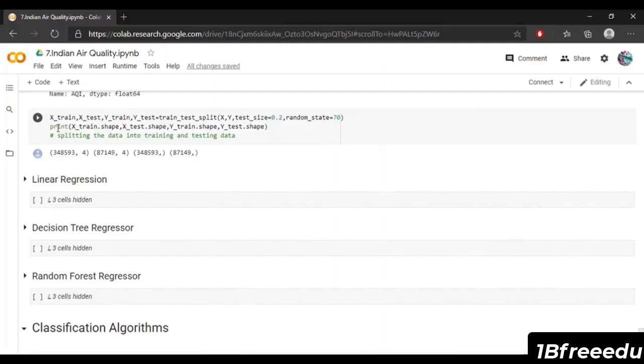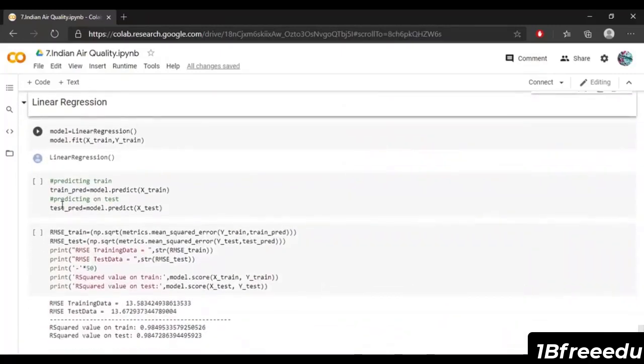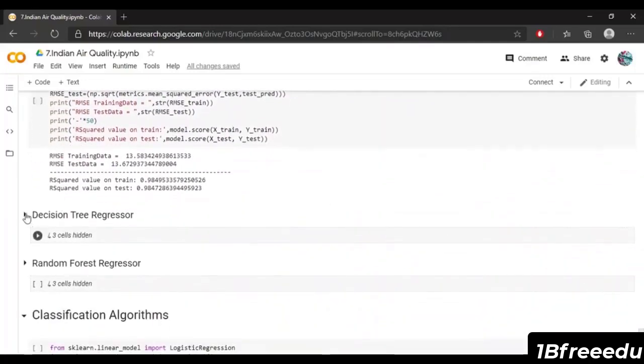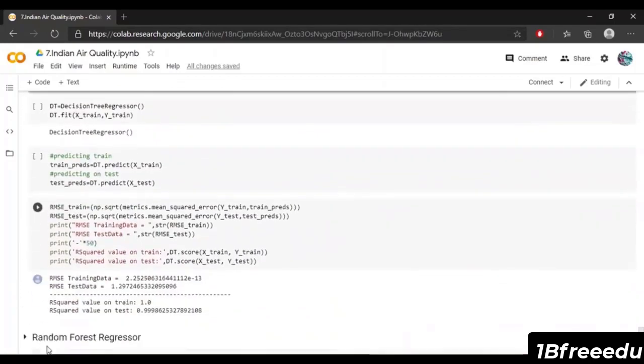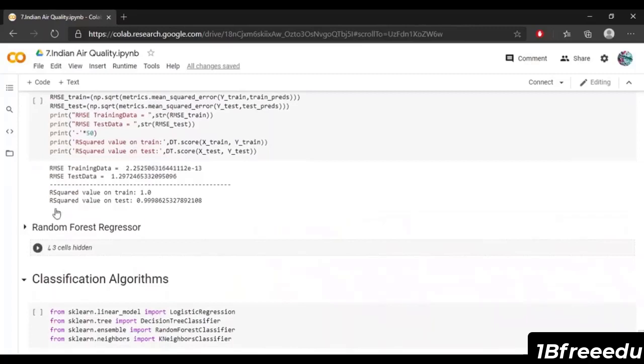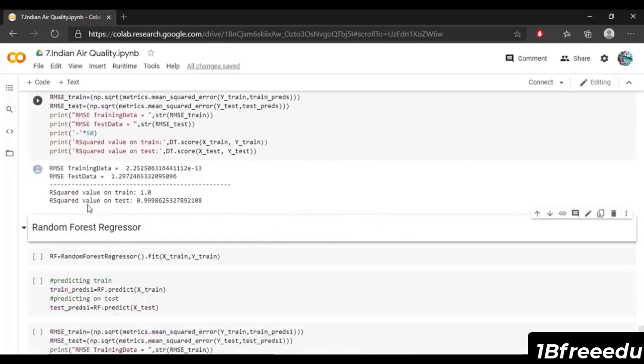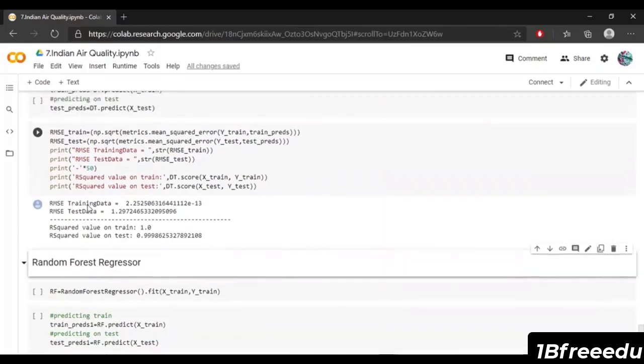And over here, what we have done next is that we have printed the X train shape, X test shape, Y train shape, and Y test shape. And over here, these are all our shapes of X train, X test, and Y train, Y test. And then we have used our machine learning models. So over here, we have used linear regression. And after that, we have used a decision tree regressor. And then we have used a random forest regressor in the end.